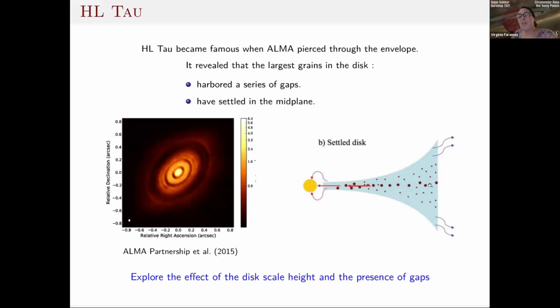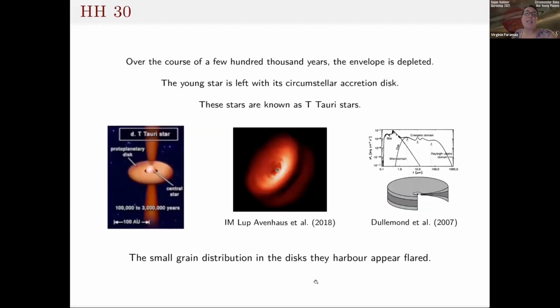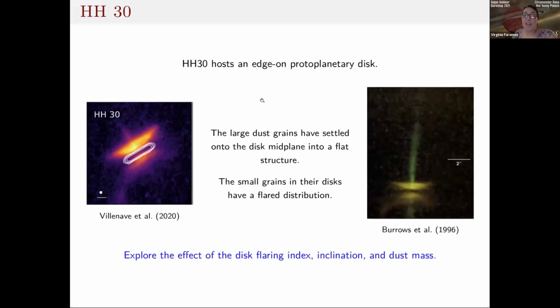So basically, I was telling you the scale height is the vertical extent, so it measures how big your disk is in the vertical direction, and the flaring measures this curvature that you can see here, how much curvature you have there. And so we know in the case of HH 30 that it is a flared disk.